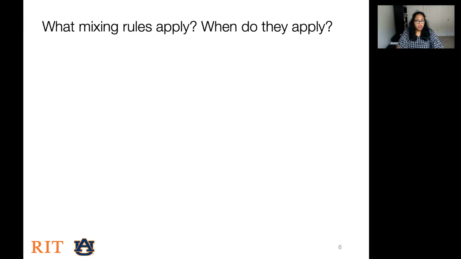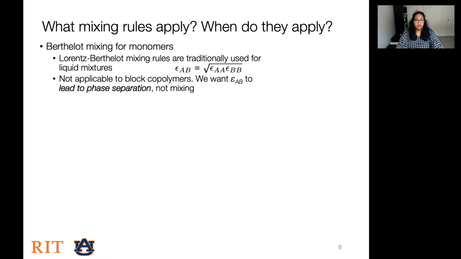So in a lot of thermodynamics, a lot of mixing rules go with Berthelot mixing, which is where you take the geometric mean of the interaction energies. These do not apply for block copolymers because it always leads to mixing and not phase separation, right?